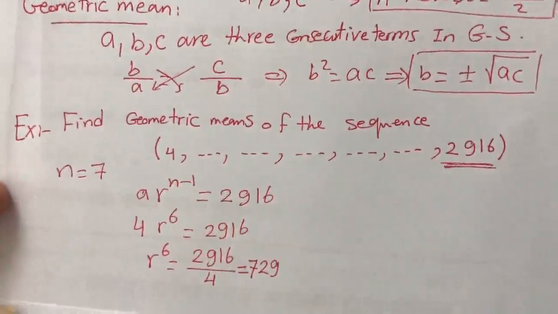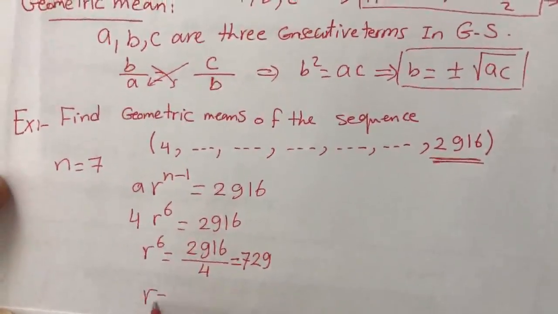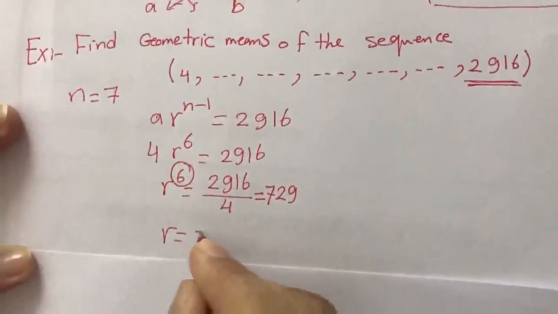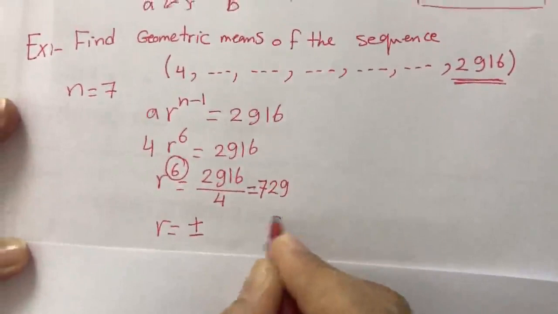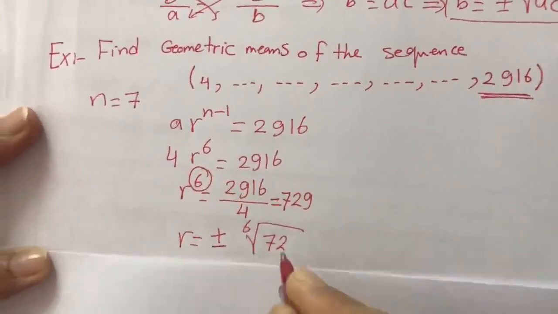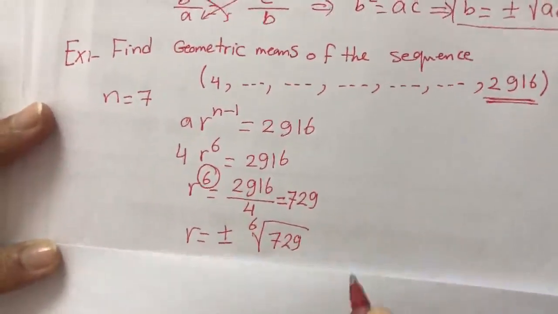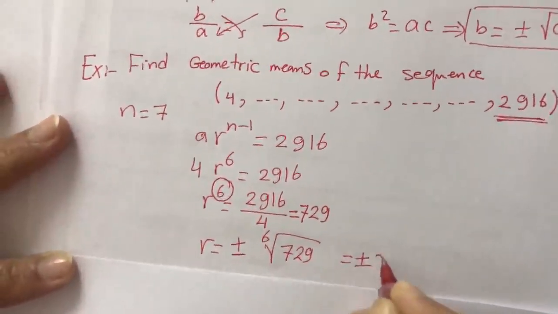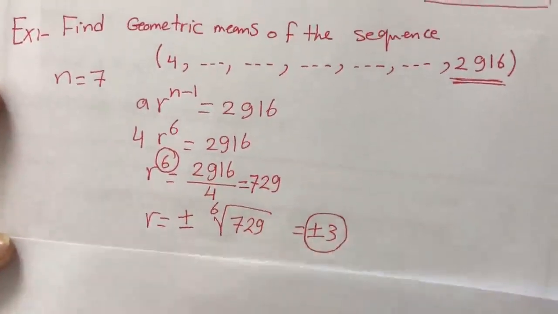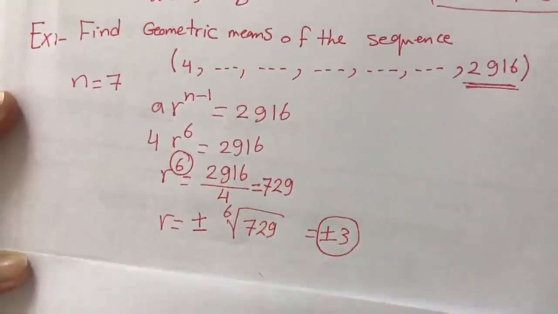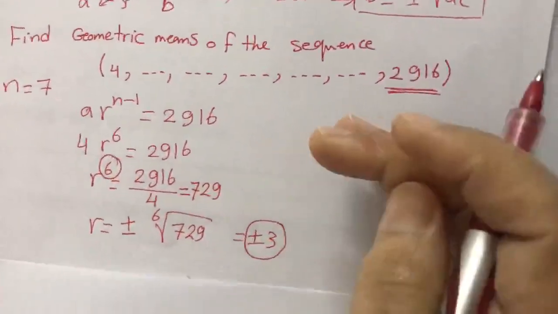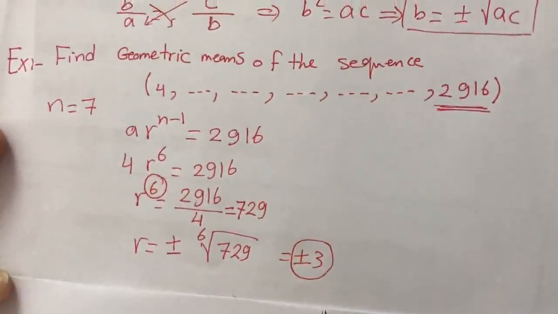729. So R equals, I have an even power, so the result will be positive or negative, the 6th root of 729. It will be positive or negative 3. So here I have 2 values of R, not 1. So I have two geometric sequences. I have 5 means in the first one and 5 means in the second one.